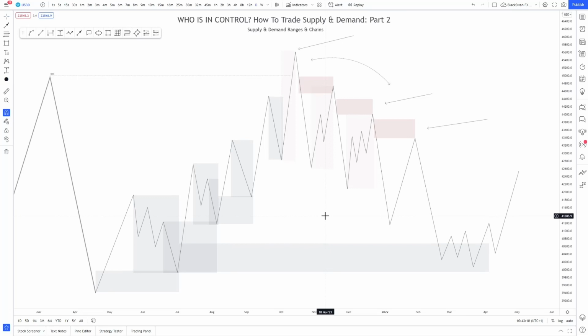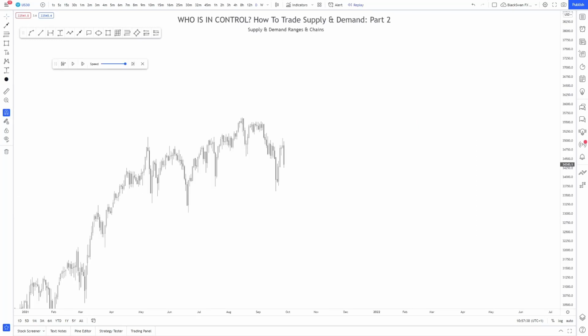So that's the bare basics of the concept of supply and demand ranges and supply and demand chains. So we're going to look at US 30 now and see how this actually plays out in a live market. Just on US 30, we're going to do a bit of bar replay so I can show you the dynamic between supply and demand ranges and chains when we're looking at who is in control of the market. So we're going to ignore structure just a little bit.